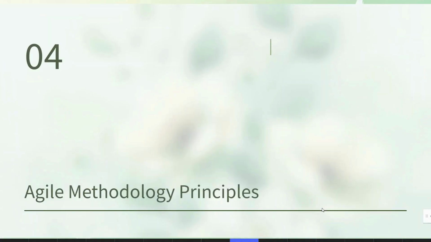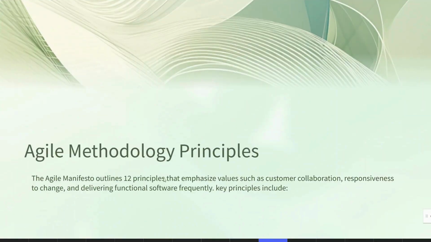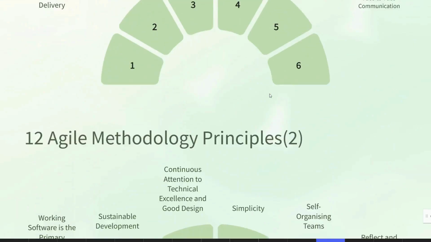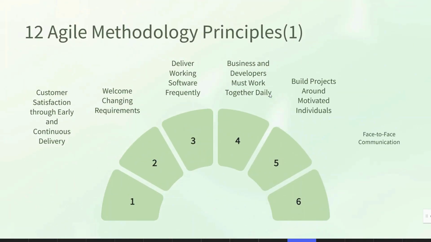Next, we have the agile methodology principles. The agile manifesto outlines 12 principles that emphasize values such as customer collaboration, responsiveness to change, and delivering functional software frequently. So, key principles include six principles on the first page, then six principles on the second page. So, first we will take the overview of these six principles.